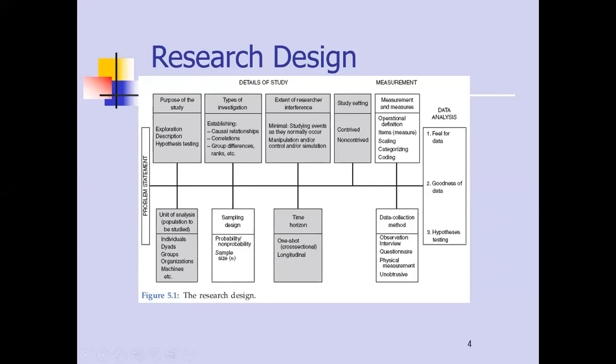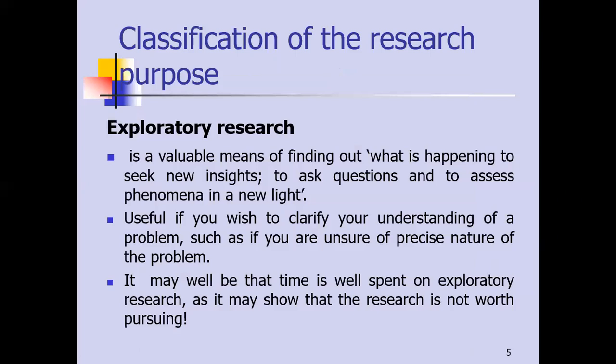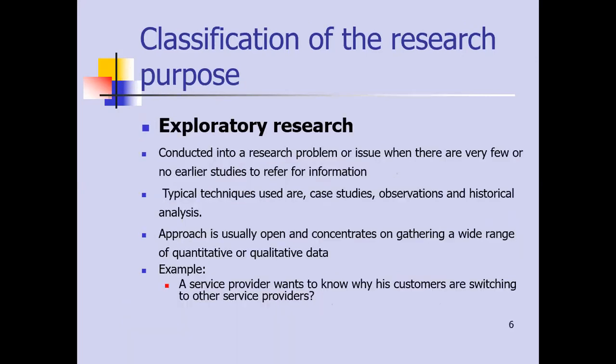So initially he says that any research can be described based on the purpose of the study. For example, there can be exploratory research, descriptive research, hypothesis testing research. What he means by exploratory research is, you can see, a valuable means of finding out what is happening, to seek new insights, to ask questions, and to assess phenomena in a new light. So, very clearly, he is looking at a qualitative type of research through this type of investigation. So exploratory research basically involves all very qualitative types of research, right?